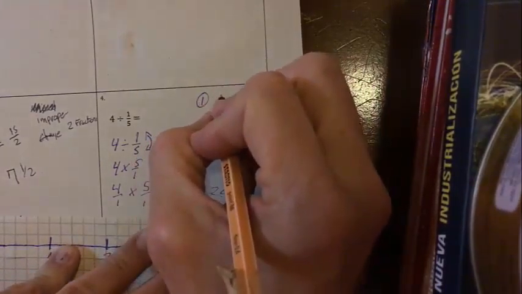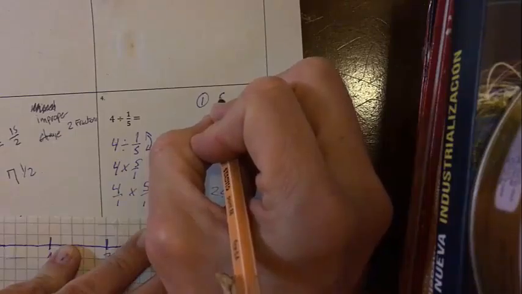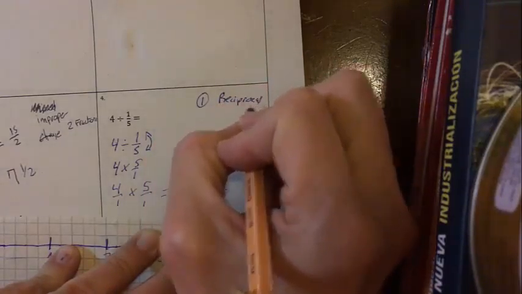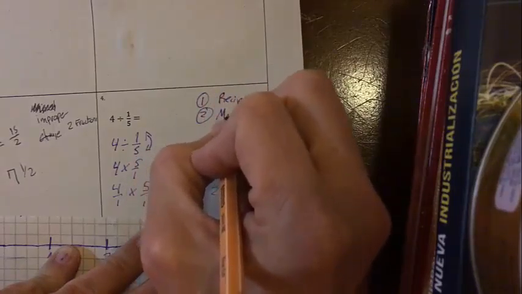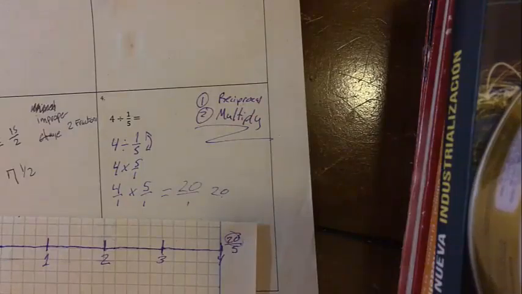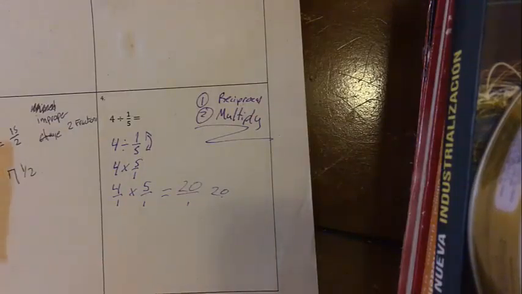Ladies and gentlemen? All right, so that first thing that you do is take the reciprocal. And then you multiply. And there you go. All right, so those are your answers.